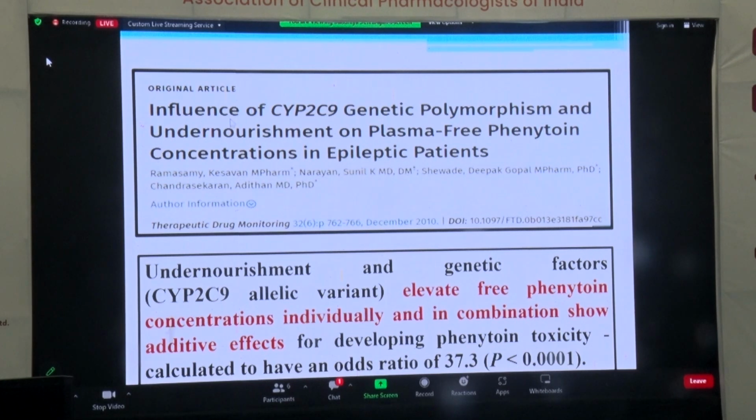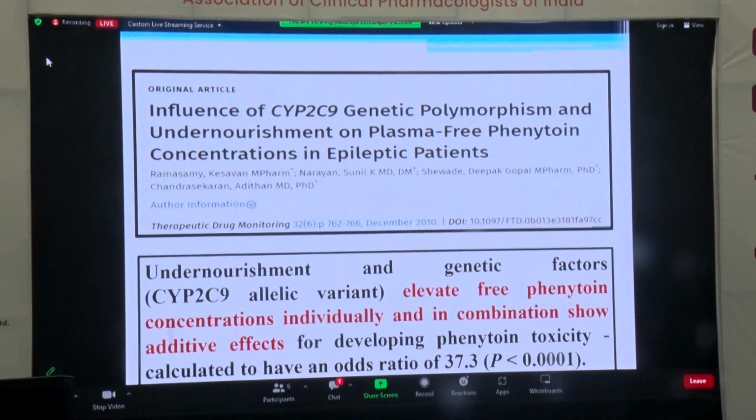So this study, which was done to see the effect of CYP2C9 genetic polymorphism and undernourishment on free phenytoin concentration in epileptic patients, found out both undernourishment as well as CYP2C9 allele variant elevate the free phenytoin concentrations individually as well as in combination, and this additive effect of increasing free phenytoin level can cause phenytoin toxicity with an odds ratio of 37.3. It's quite high. When both undernourishment and CYP2C9 allelic variant were combined, the odds ratio for developing phenytoin toxicity was found to be very high.